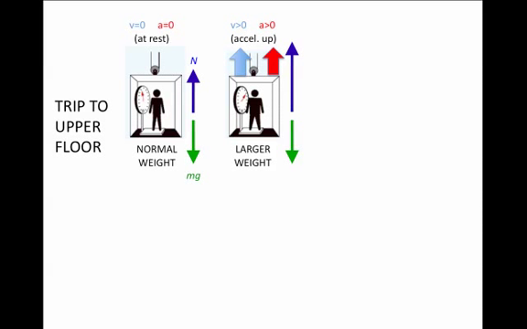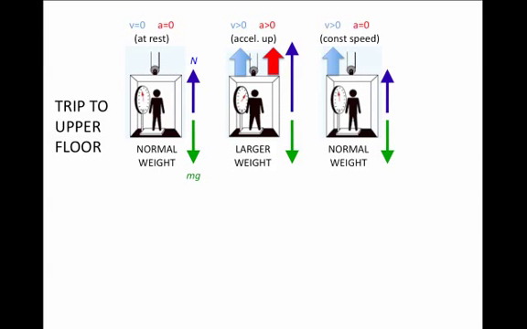The next set of events was that the elevator was moving at constant speed. In this case, the velocity was still positive, but there is no acceleration. If you're moving at constant speed, there is no change in speed, and therefore acceleration is zero. In this case, if acceleration is zero, the forces must be balanced.